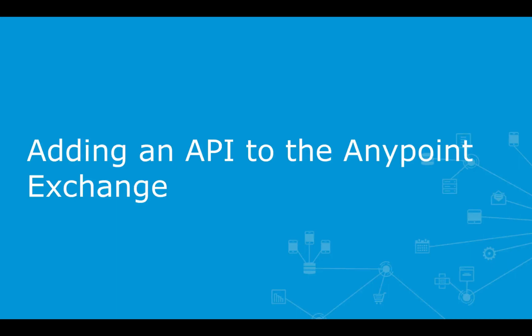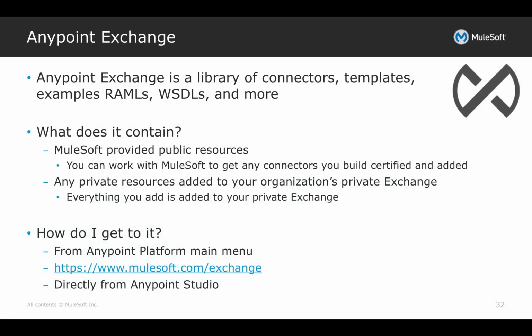Adding an API to the Anypoint Exchange. Now that we've got an API design in RAML and a portal for our users to see, let's look at putting it on Anypoint Exchange. Anypoint Exchange is a library of connectors, templates, example RAMLs, WSDLs, and much more. What else does it contain?